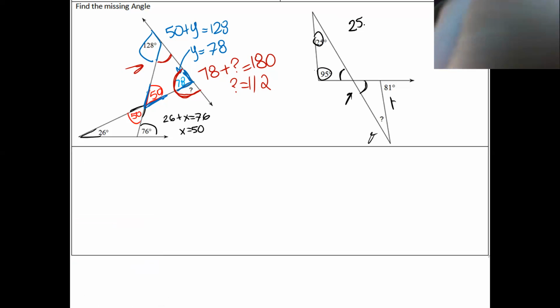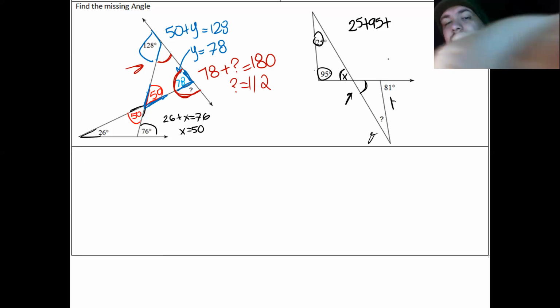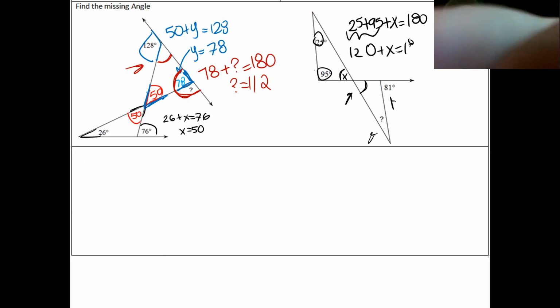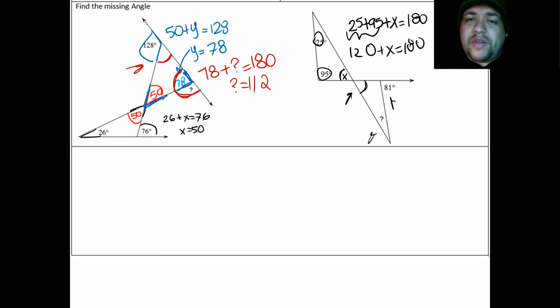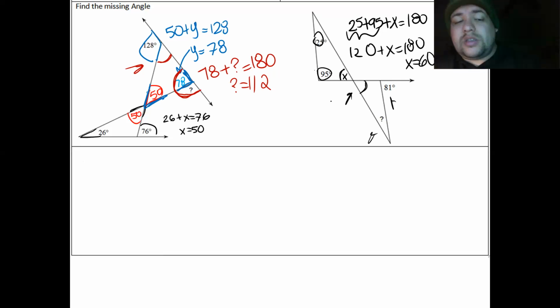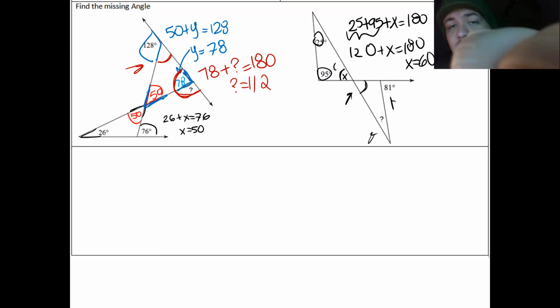25 plus 95 plus x, I'll just put that as x, is equal to 180. So we're going to combine our terms. 25 plus 95 is going to be 120. 120 plus x is equal to 180. Sorry for my hand over the video. But we are going to get x is equal to 60. So I know that this little angle right there is 60.